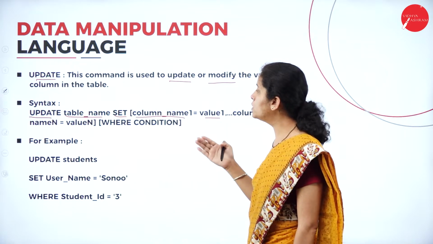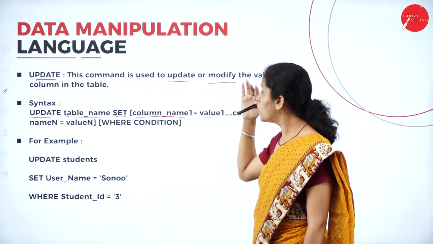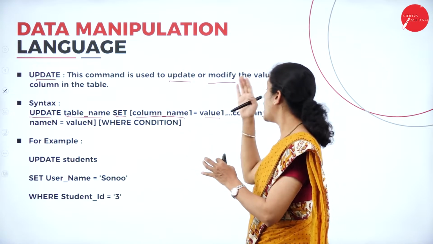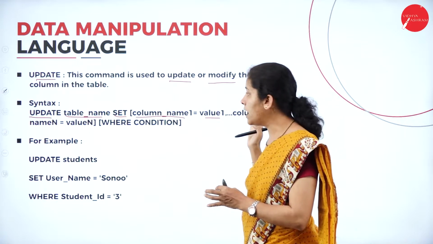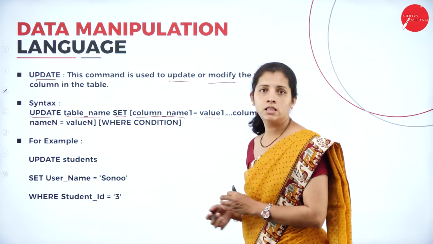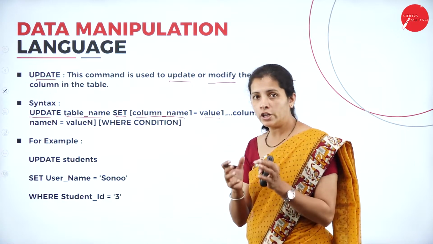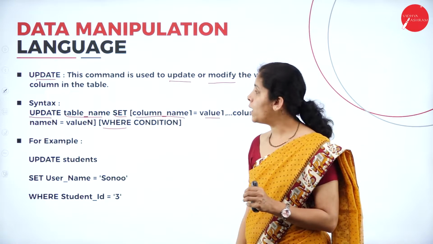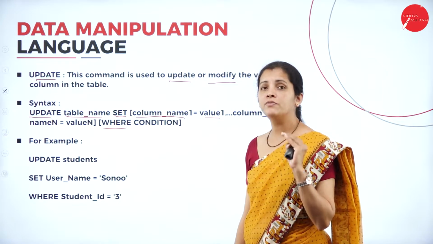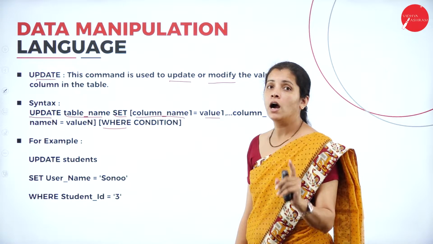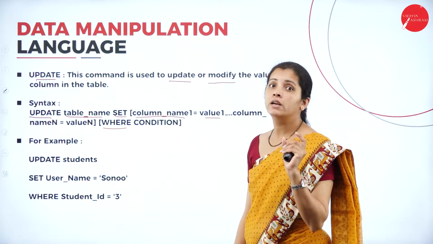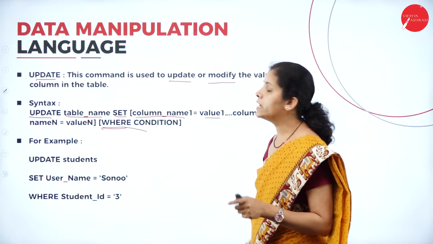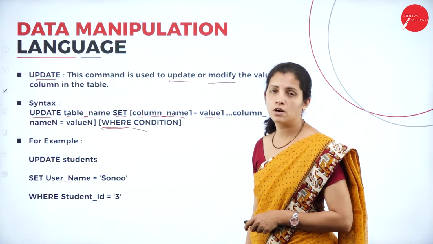That means I can set the column name, not only one column name. I can have n column names. For that I can assign the value. And for a particular record, I'm going to use the where condition. That means while updating columns for a particular record, I want to specify the particular record ID, and I'm going to specify that in my where condition or in my where clause.